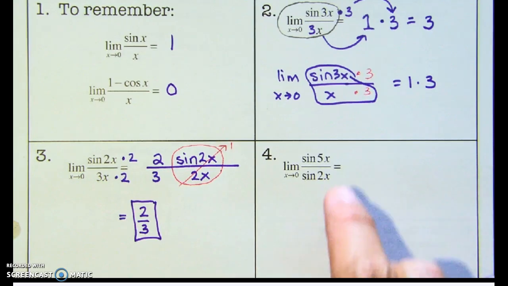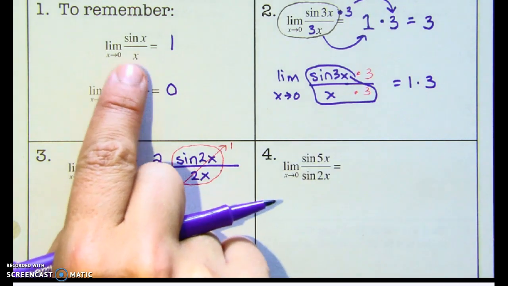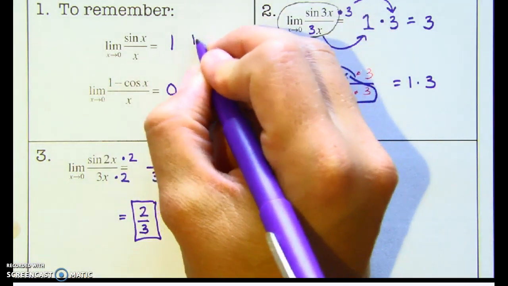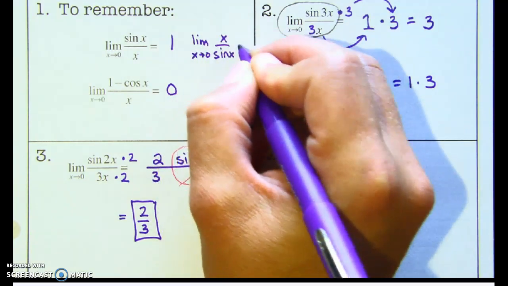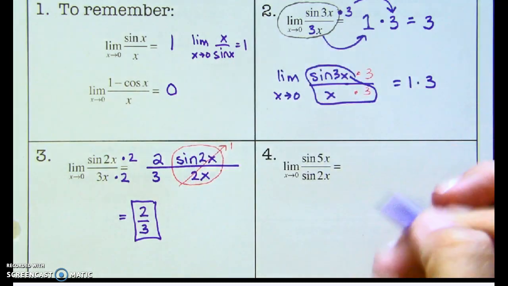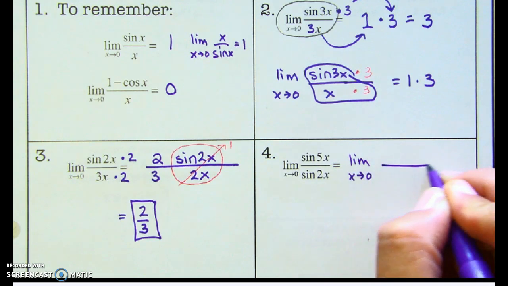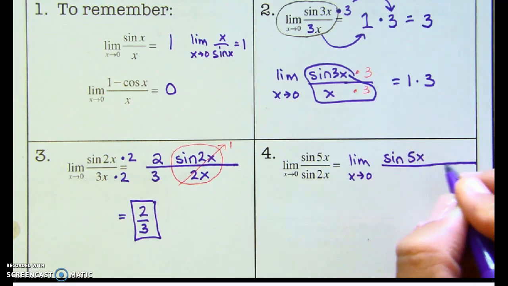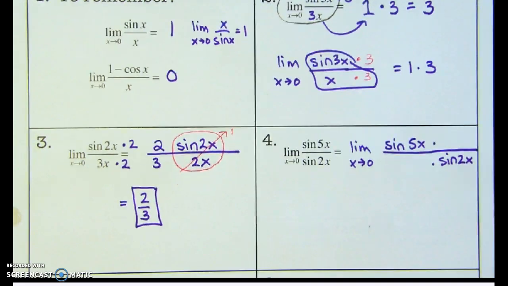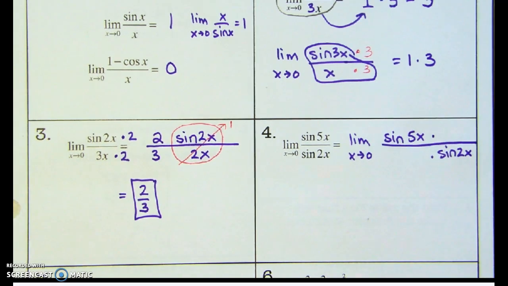I like these. Okay, now we have sine of 5x over sine of 2x. Guess what? The reciprocal of this is also 1. So if you ever have the limit as x approaches 0 of x over sine x, it will always equal 1 as well. So watch. What did I do? Nothing. I just wrote this one over here and this one over here, right?